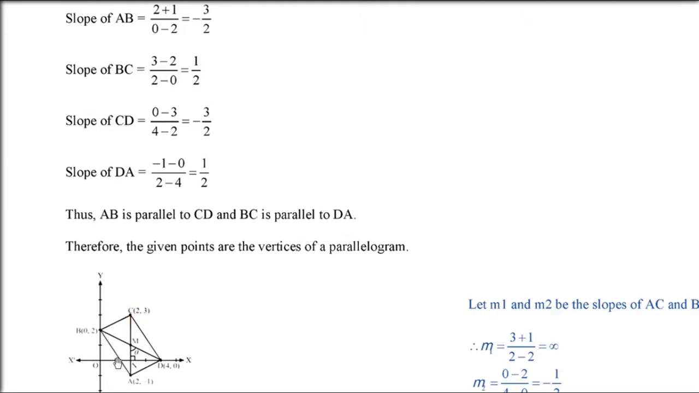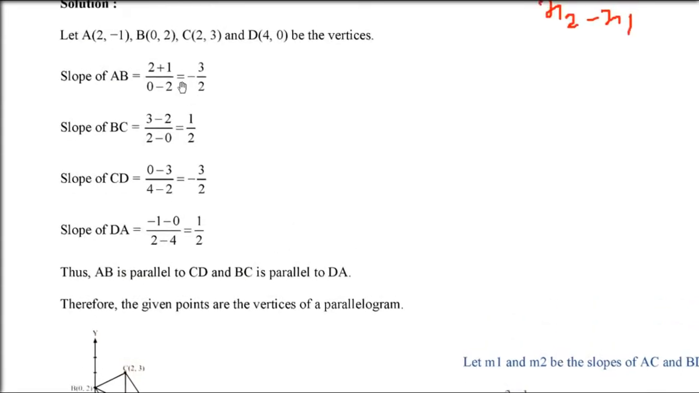So AB slope. You have 2 minus 1 and 0, 2 and 0, 2. So this is 3 by 2. Now coming to BC. So y2 minus y1, 3 minus 2 by 2 minus 0. So half it is. Now CD. 0 minus 3 by 4 minus 2. So 3 by 2. Now DA. This AD or DA. Minus 1 minus 0 and 2 minus 4. So this becomes minus 1 by minus 2, that is 1 by 2.